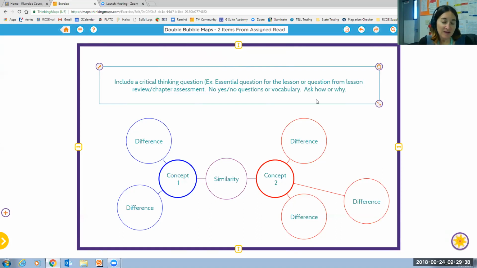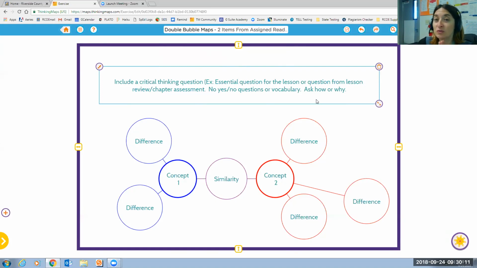Some of you may be quite good at developing your own questions, and more power to you, awesome. Some of you, like me, may sometimes struggle with, well, I understand these two concepts now, but I'm not sure what critical thinking question to choose or how to write it. Not a problem, because in your textbooks, every single lesson has an objective or an essential question that you're trying to answer. So that could be your critical thinking question.